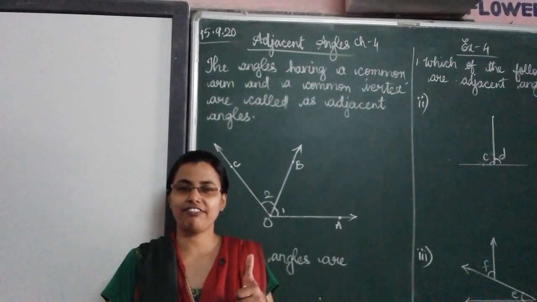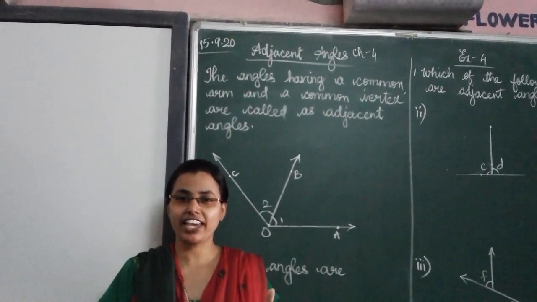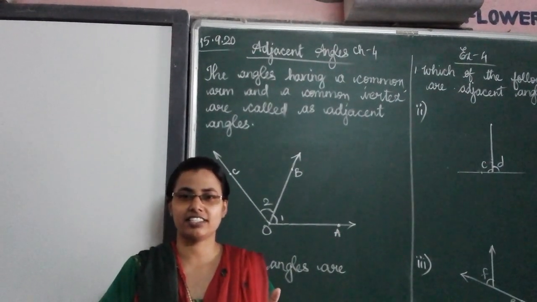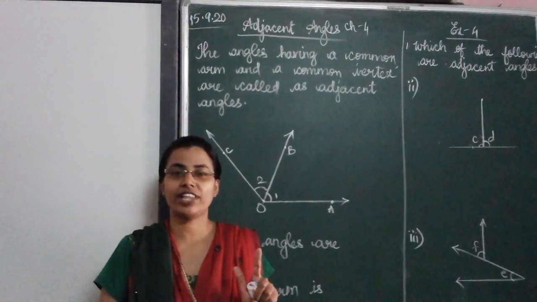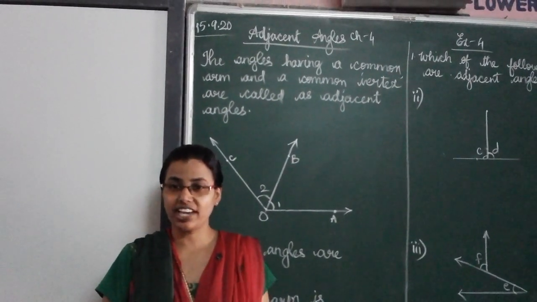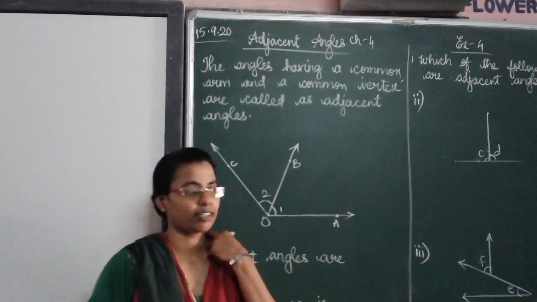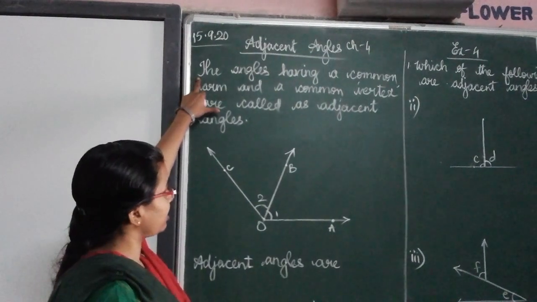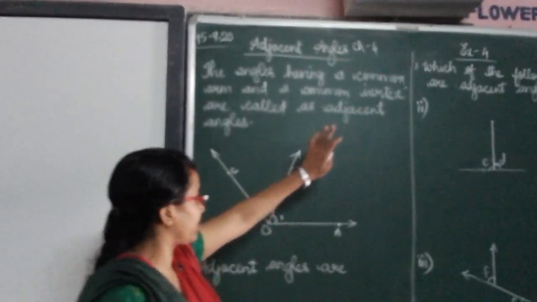The first one we have learned about was complementary angles, where the sum of the angles was equal to 90 degrees. The second one we have learned was supplementary angles, where the sum of the angles was equal to 180 degrees. Today we are going to learn the third pair of angles. They are adjacent angles. Adjacent angles have a common arm and have a common vertex.